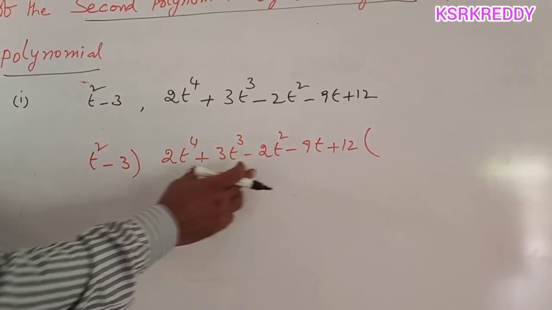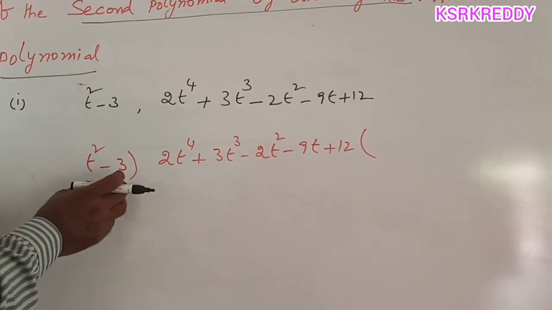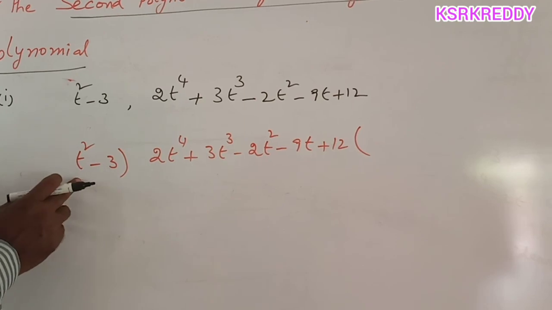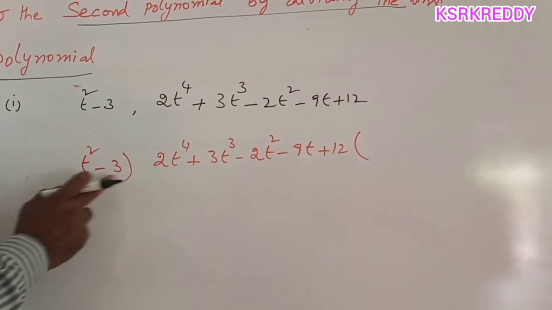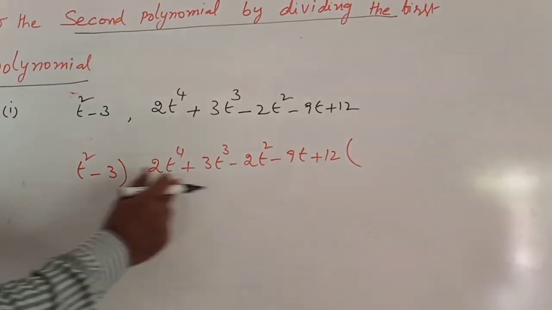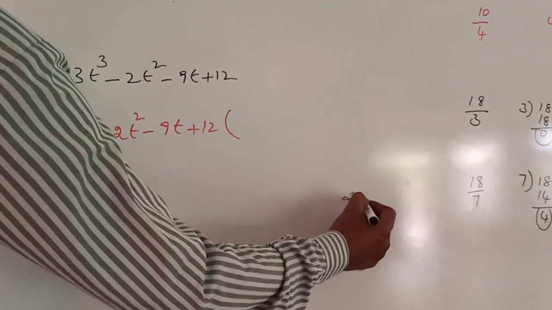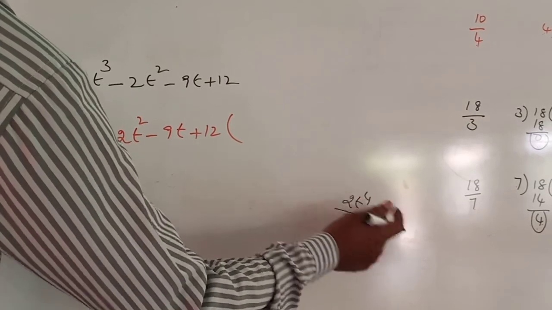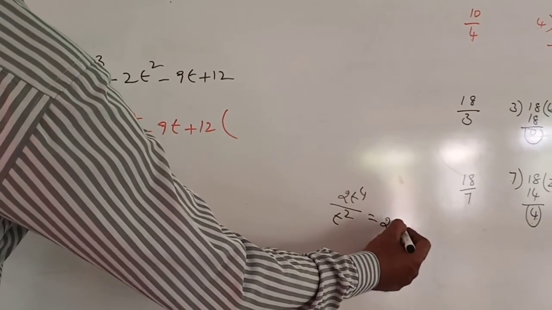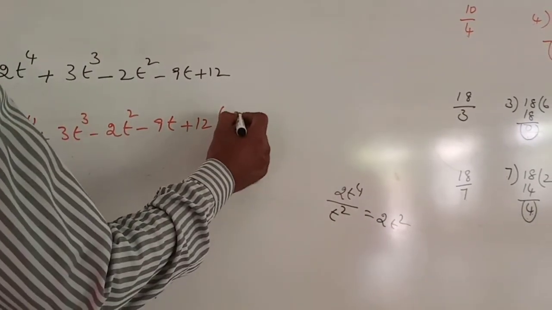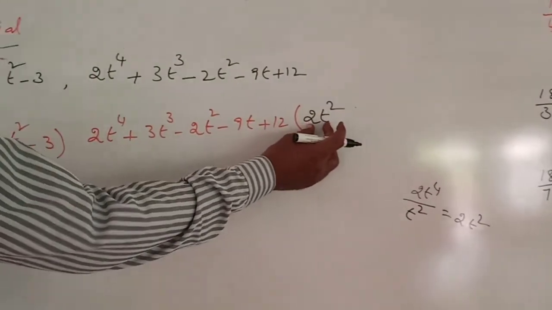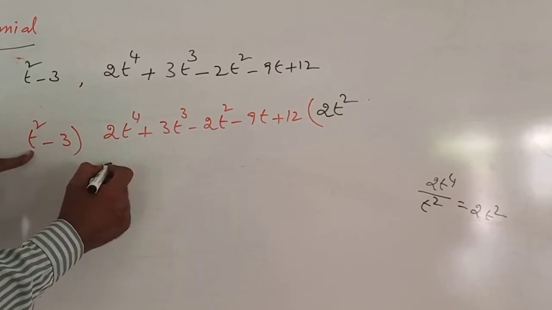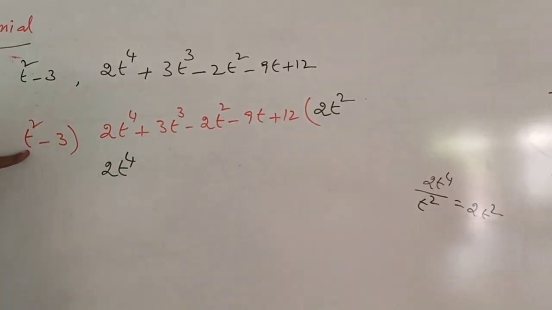So the second polynomial is the dividend and the first polynomial is the divisor. Here 2t to the power 4 and t square: which number multiplied by t square gives 2t to the power of 4? Check once: 2t to the power of 4 by t square is 2t square. So 2t square into t square gives 2t to the power of 4.